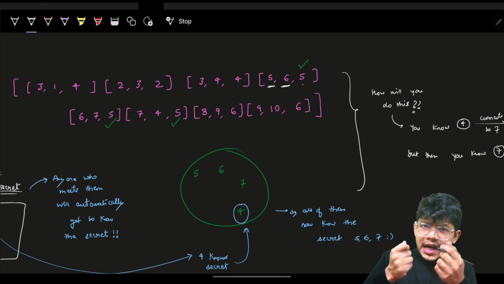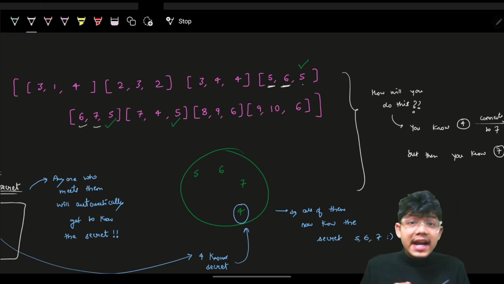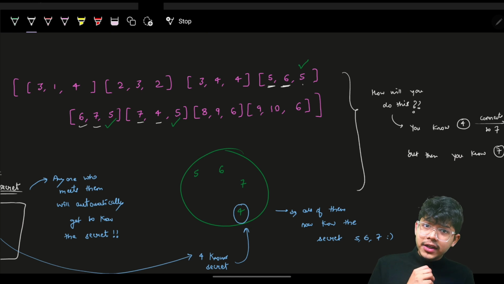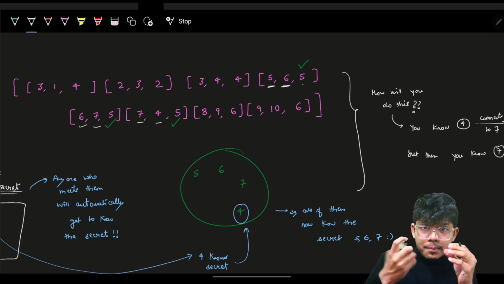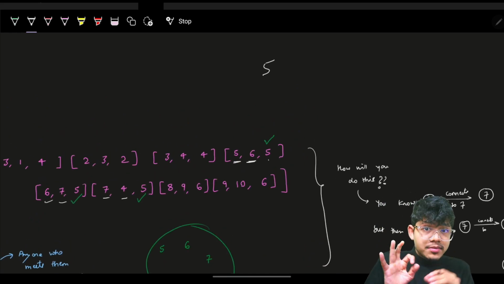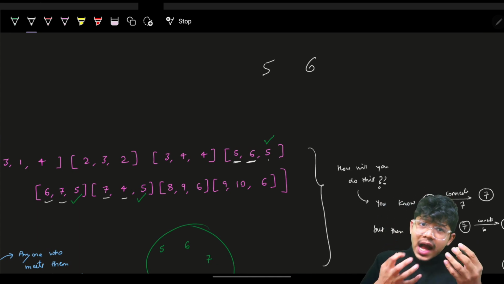Okay, so far I tried to tell that 5 and 6 are in one meeting room, 6 and 7 are in one meeting room, and 7 and 4 are in one meeting room. One thing, now because of 4, I know I can just put all of them in again. Now I'm just trying to find how I will code it up.